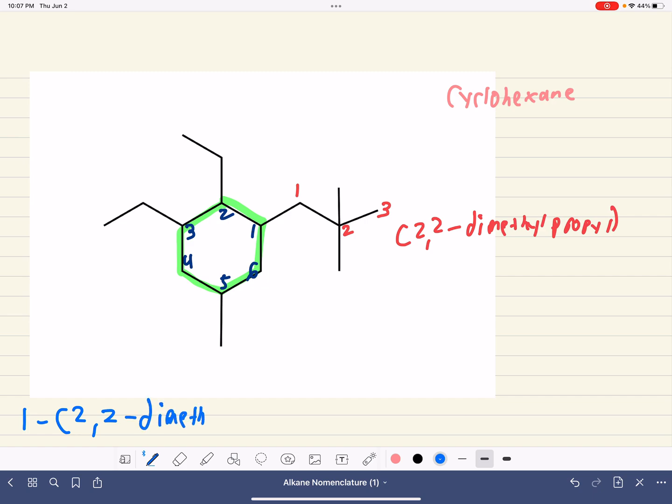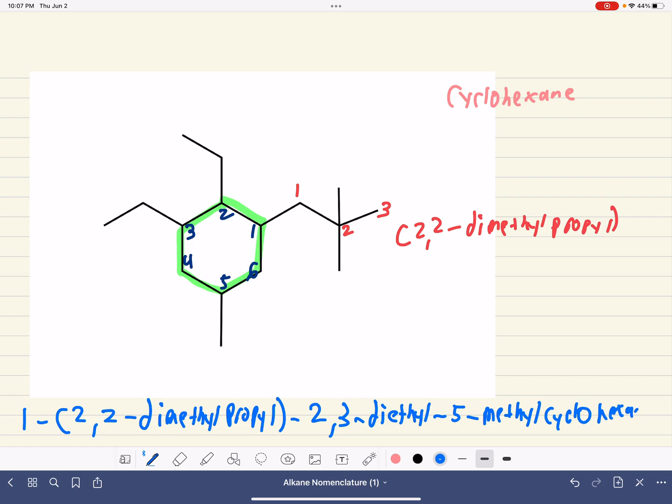1-(2,2-dimethylpropyl). I'll end the parentheses. Dash, now the ethyls will come first in the alphabet, so dash 2,3-diethyl. And now we will put the methyl at 5 and tack on the parent chain name. So 5-methylcyclohexane, because it's a ring.